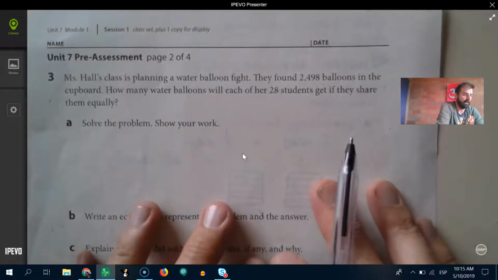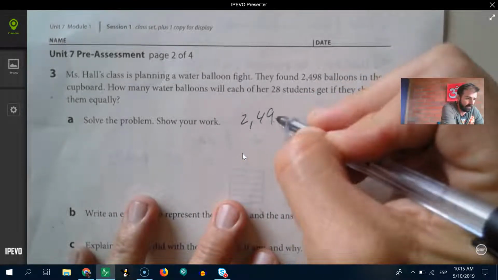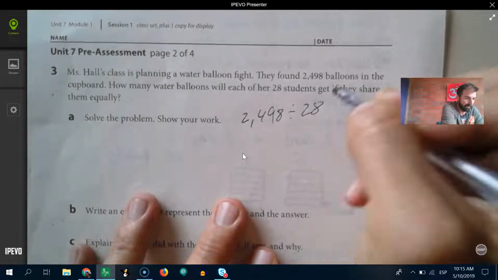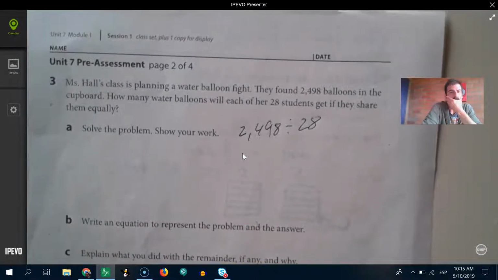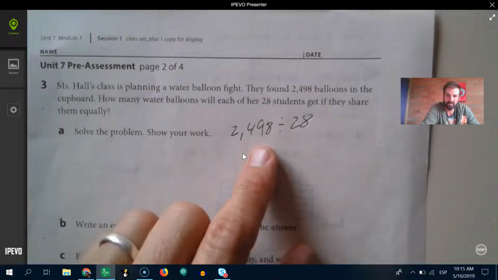So again, we have 2,498 divided by 28. We want to find how many each person is getting. Okay, so I have that. What do I want to use? I could use a ratio table. I could use the partial quotients and stuff. I could think about 28 and maybe some, I don't really see anything.